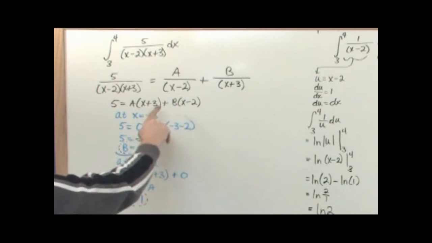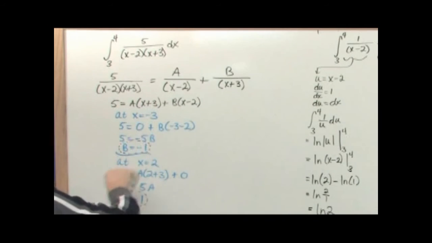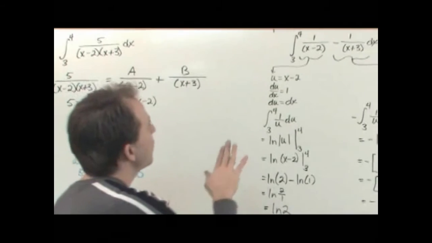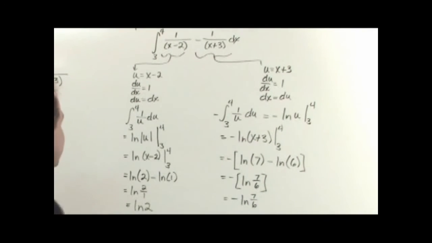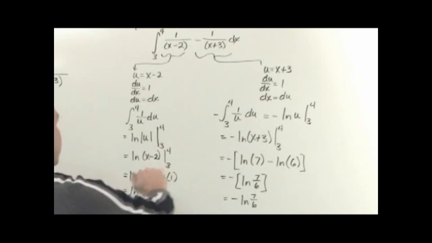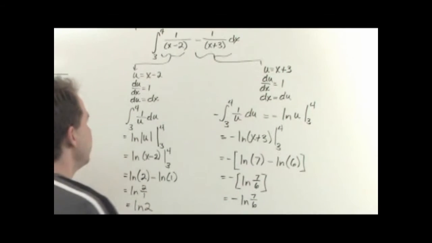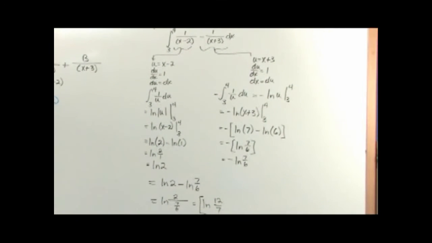We found a and b by choosing clever values of x. Then we moved over here and plugged in a and b, and this is our partial fractions expansion. Then we just integrated the left with substitution, integrated the right with substitution, made sure to keep all of our signs tidy and added them together, and that is how you evaluate that integral.